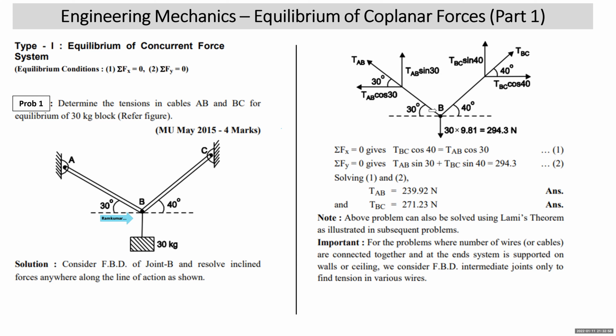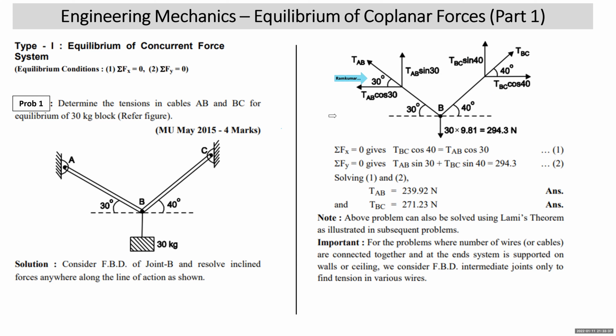Now, as it is a concurrent force system at joint B, you will be applying sigma fx and sigma fy equal to 0. So we will resolve the force anywhere along its line of action. Which forces need resolution? The forces which are inclined to x or y axis. Now TBC, is it making 40 degree? So I can write 40 here. So adjacent component is cos, TBC cos 40, TBC sin 40. Similarly, this tension in cable AB, TAB is making 30 with horizontal. So adjacent component is TAB cos 30 to the left, and other component TAB sin 30 is vertically up.